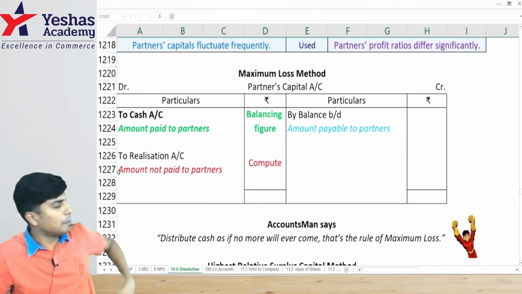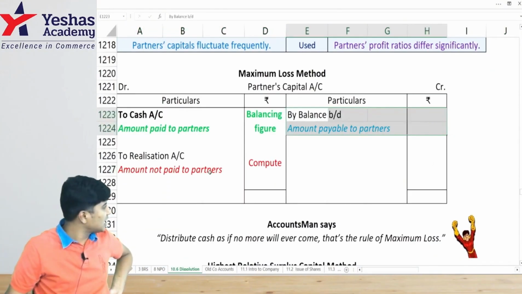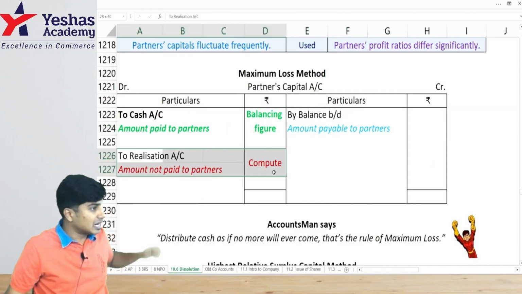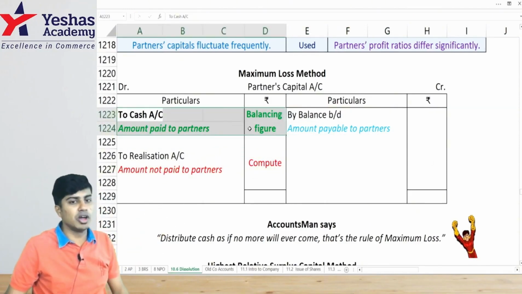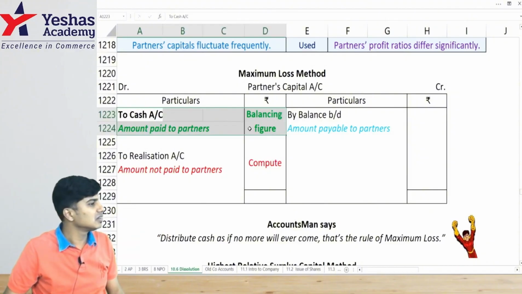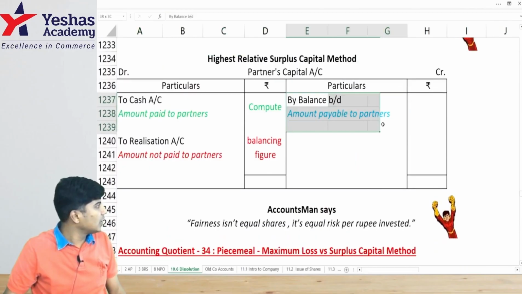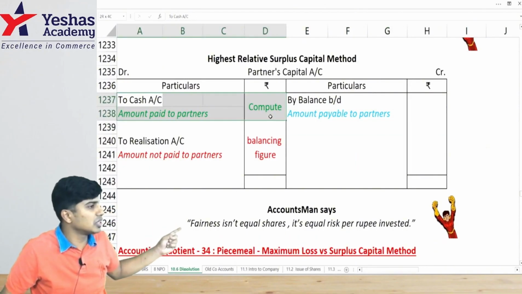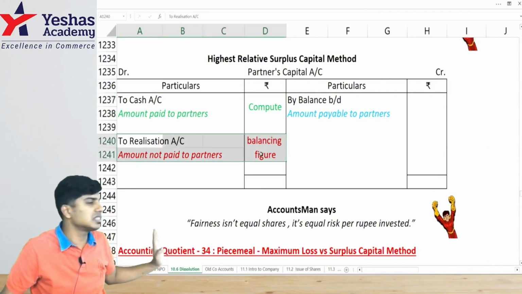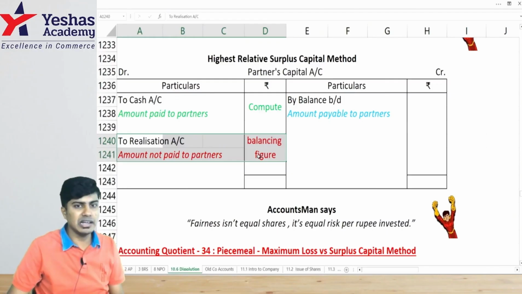If I prepare a partner's capital account, the amount payable to partners is on the credit. If I compute loss, write it, then I will find the balancing figure as the amount paid. It is the maximum loss method. Under the highest relative surplus capital method, what will I do? I know the amount to be paid. I will compute the amount I will pay based on the availability. I will find the loss as the balancing figure. This is the highest relative surplus capital method.